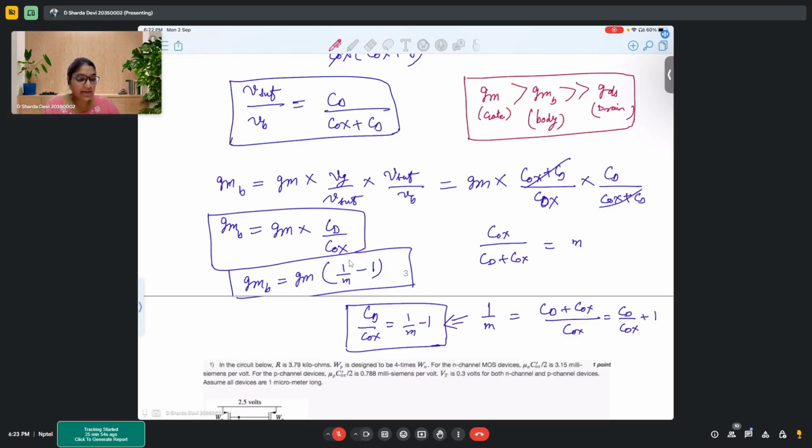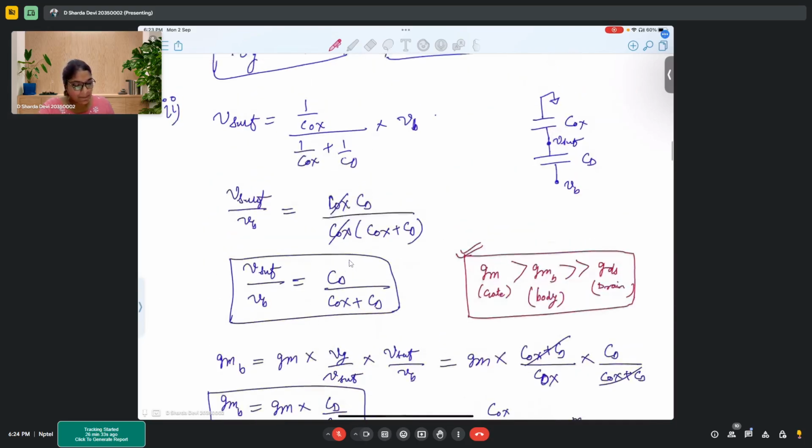So this is to give a relative idea of how the conductances are present in the device. The GM, which is because of gate, is the largest conductance available. Then you will have body conductance, which is GMB. It is in a comparable range. As you can see, it is GM times 1 upon M minus 1, right? So it is some orders less than your GM. And then GDS is very small. So this relation you can keep in mind.